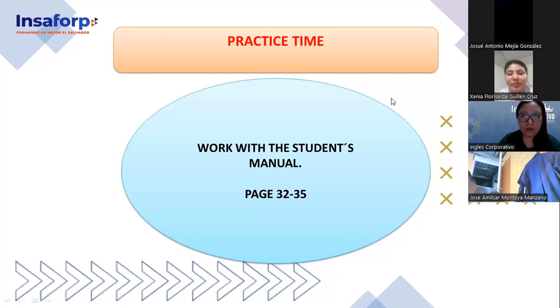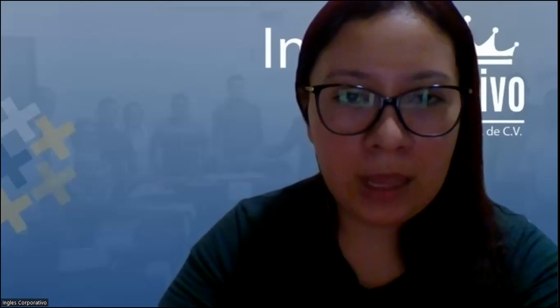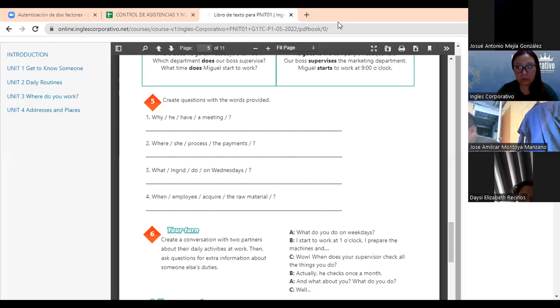Oh, wait, we gotta work on the book. Vamos a ir al manual. Páginas 32 a la 35. Déjenme les comparto el libro un minuto. Just a moment. Recuerden que ustedes pueden acceder el manual siempre desde su plataforma, pero acá en la clase siempre lo utilizamos para ir desarrollando los ejercicios para que ustedes vayan completándolo, prácticamente.